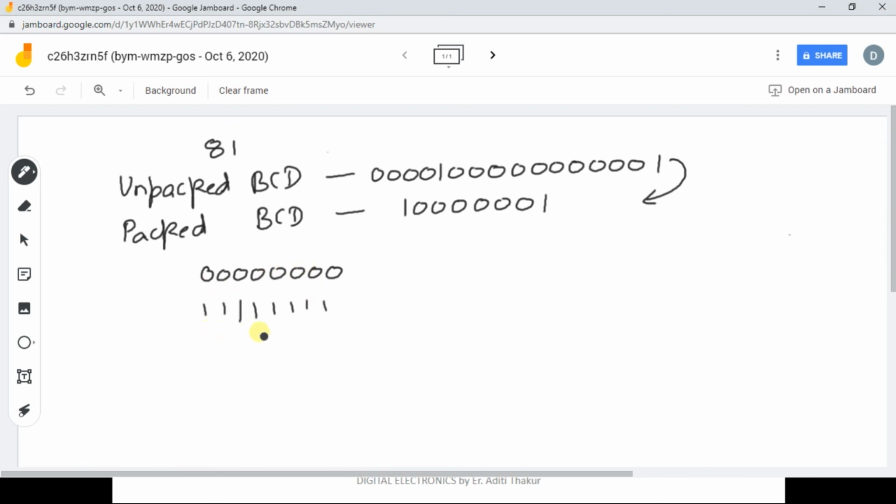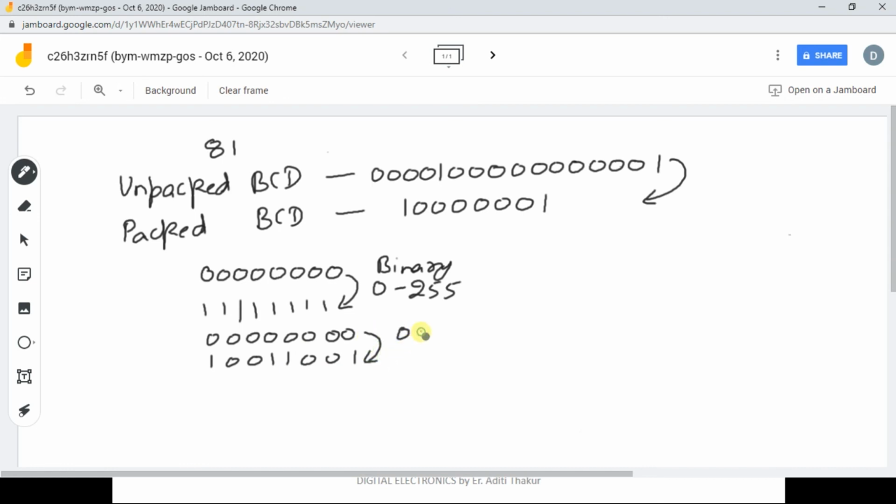So what is the highest? This is about the binary, so with this we have a range of 0 to 255. But what about BCD? In BCD we are talking about packed BCD. So we have the highest value 1001 1001. What is this? This is nothing but the range from 0 to 99. You can see it is 9, it is 9. So this is your packed BCD.